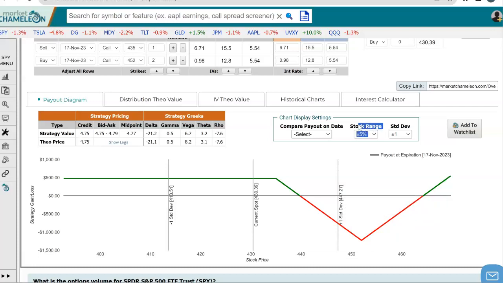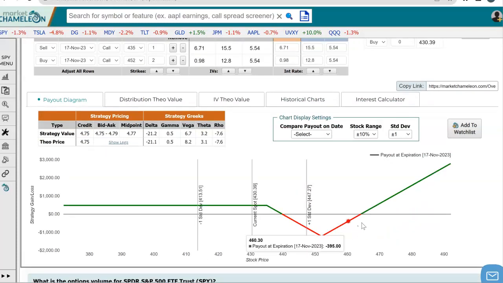And let's expand this. This is 5% around. Let's expand this to 10% around. And as you could see here, once that second call that we bought kicks in, that will become profitable 1-for-1 with the stock as it's going higher and higher once it passes your break even. So as you can see here, two ways that this could profit: if the stock just sits here, drifts lower, or if the stock has a very explosive move to the upside.